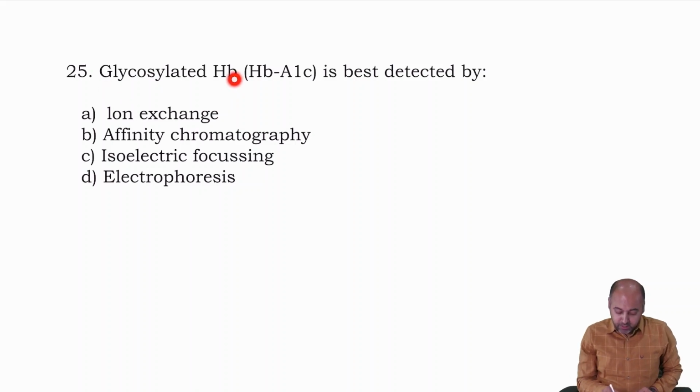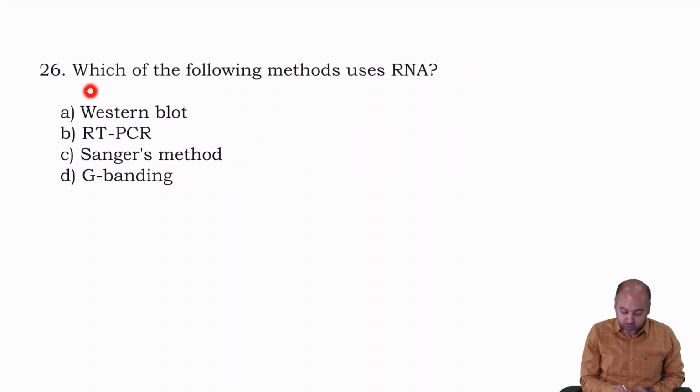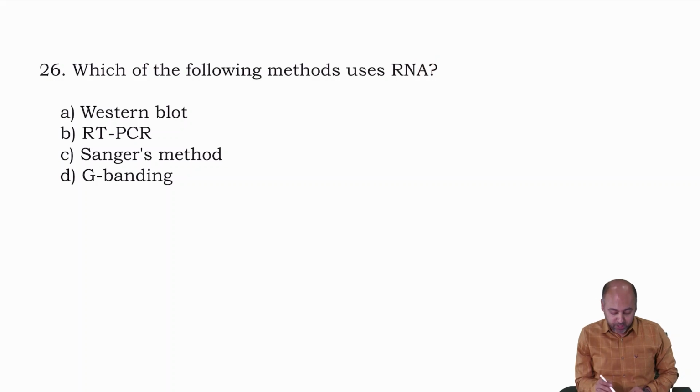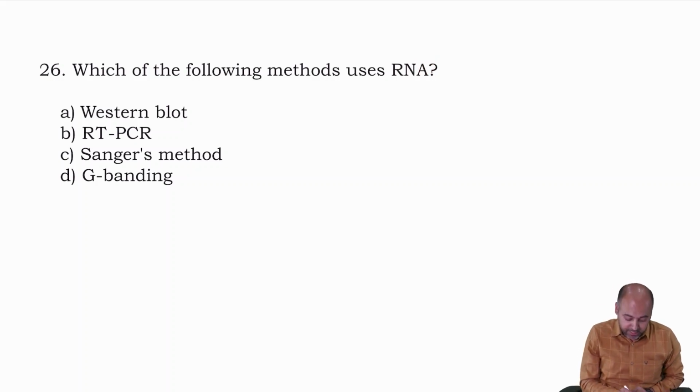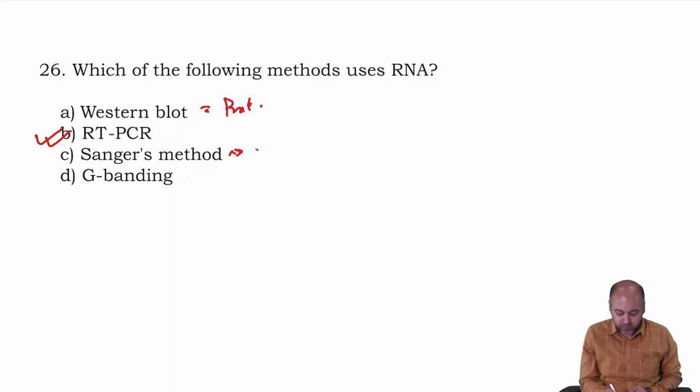Glycosylated Hb is best detected by, this is a repeat question as we can see, and we have already said the ion exchange chromatography using HPLC is the best method, the gold standard method for identifying the HbA1c. Which of the following methods uses RNA? Repeat question. We already said the RT-PCR uses the RNA. Western blot will make use of protein. Sanger method is for the DNA. The G banding is for DNA.